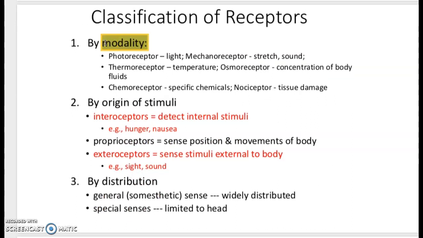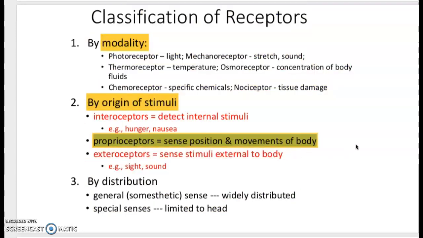We can classify receptors based on one of three ways. So by modality, the ones you guys saw earlier, different receptors. The origin of stimuli, so proprioceptors sense movement and position of your body, or by distribution, so where they are in the body. So special senses are only in your head. General senses are throughout the rest of the body.